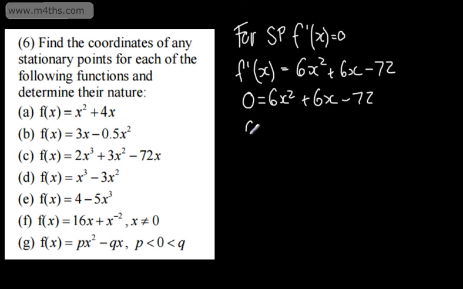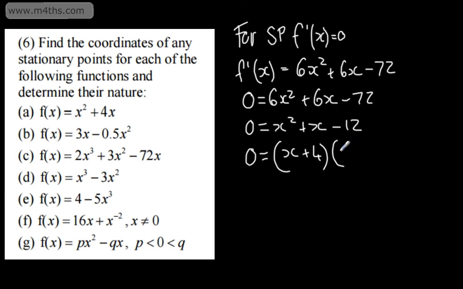We can divide through by 6, so what are we going to have? x squared plus x minus 12. This factors, we'll have now x plus 4 and x minus 3. And then that's going to give us now that x is equal to negative 4, or we're going to have now x is equal to positive 3.